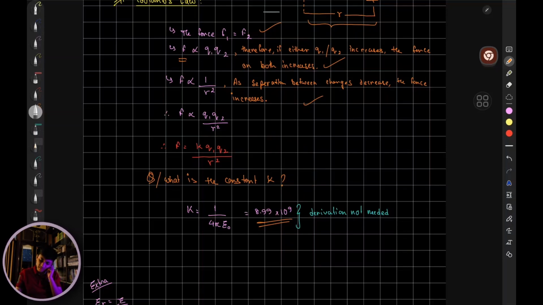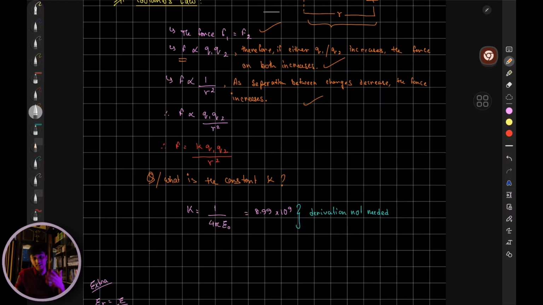I don't know if this is given. The epsilon naught value might be given, or the entire value might be. I'm not really sure. You can check the data booklet. So yeah, the derivation of this is not needed, and if you know this value, you can directly plug it in over here.